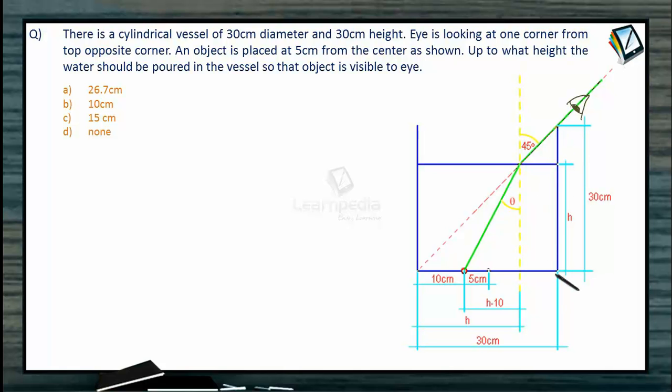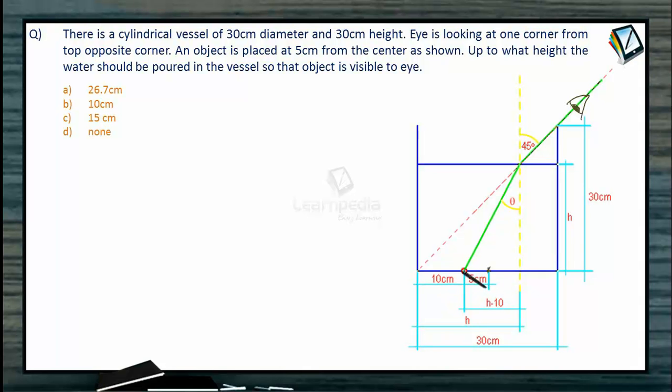Since the vessel is 30 by 30 centimeter, 30 centimeter is diameter and 30 centimeter is height, that means the eyes are basically looking at an angle of 45 degree with the vertical, that we can say. An object is placed at 5 centimeter from the center as shown. Here is the center of the vessel. That means this particular distance from here to there is 15 centimeter, because 30 centimeter is diameter. That means half, the radius, is 15 centimeter.